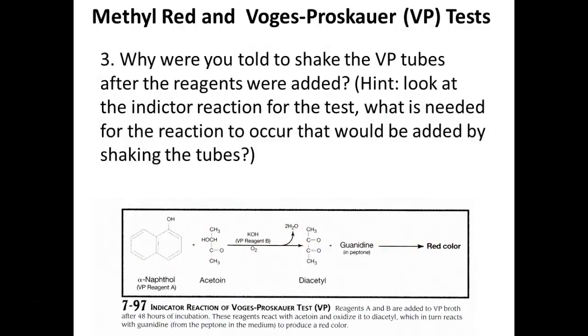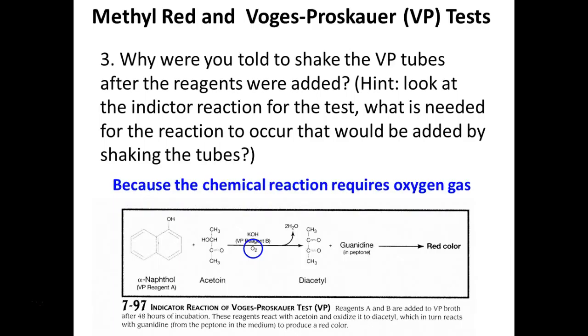So why were you told to shake the VP tubes after the reagents were added? What else did we need to add? Right? We needed to add oxygen for this reaction to proceed.